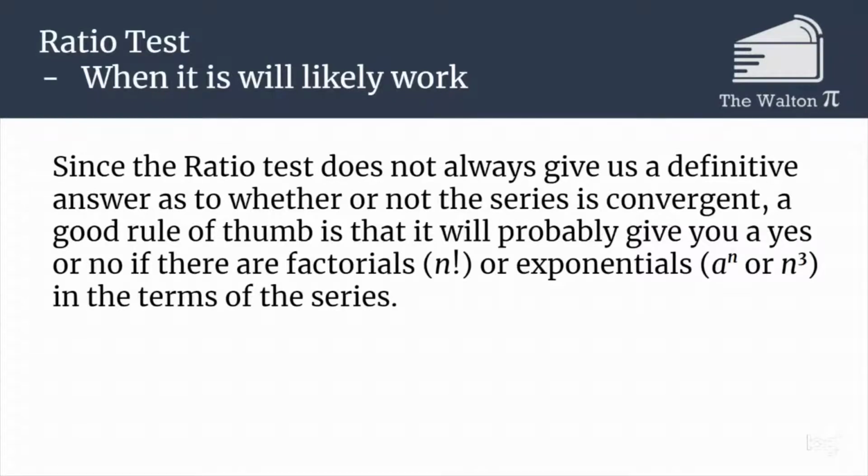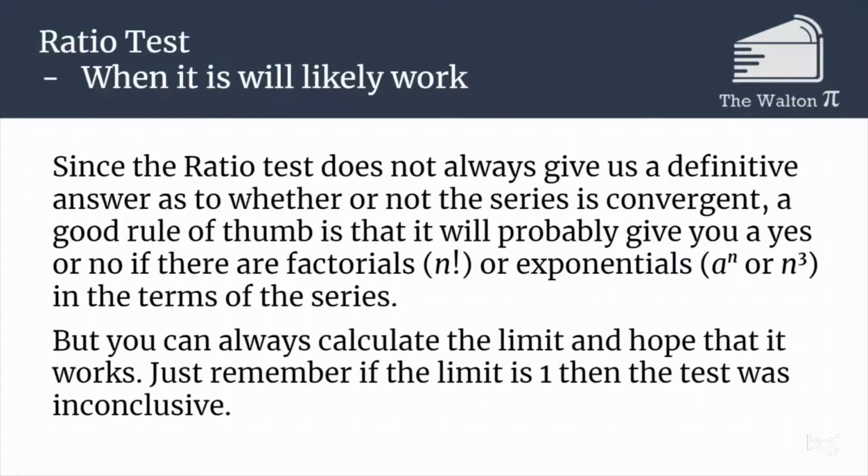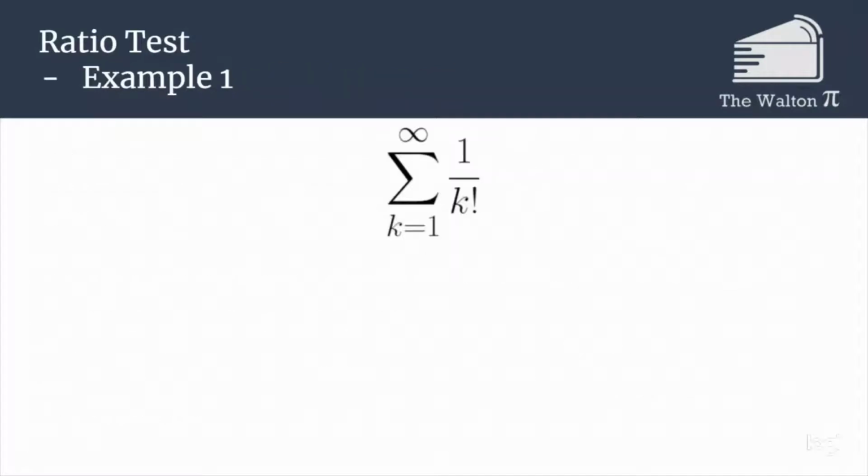A good rule of thumb for when it is going to give us a yes or a no is if there are any factorials or exponentials like a to the n or n cubed in the terms of the series. It is quite likely that the ratio test will give you a yes or a no answer. But even in situations where those don't show up, you can always calculate the limit and hope it works out. Just remember that if the limit is 1, then the test didn't tell us anything. We have to find a different test to figure out if it converges or diverges.